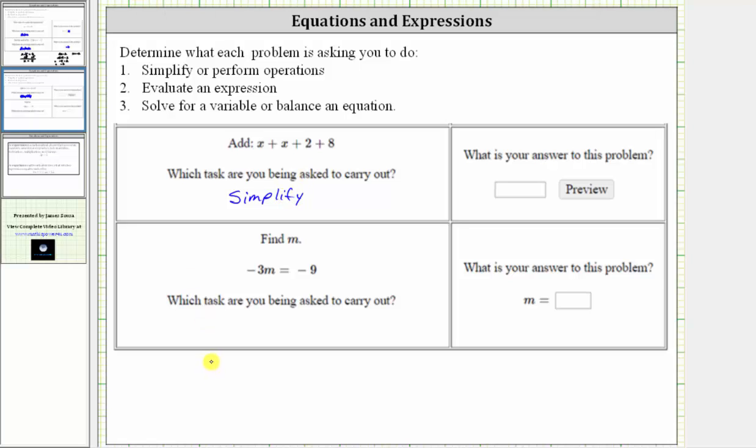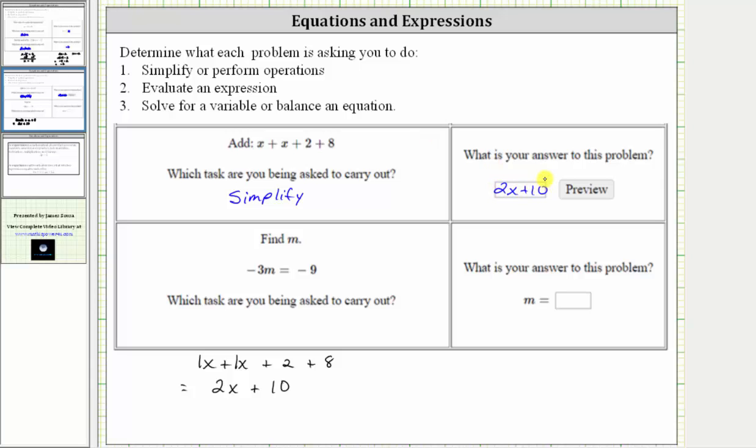So beginning with the expression x plus 2 plus 8, we add the like terms. If it's helpful, we can think of x as 1x here and here. 1x plus 1x is 2x. And 2 plus 8 is 10, giving us the simplified expression 2x plus 10.